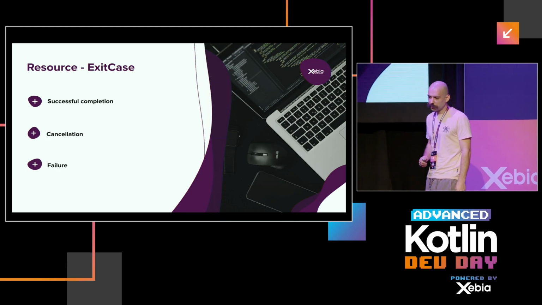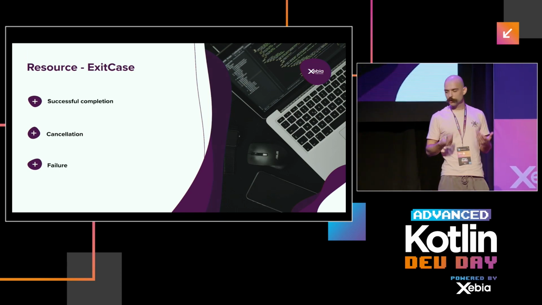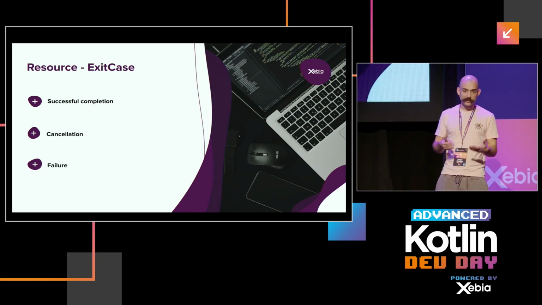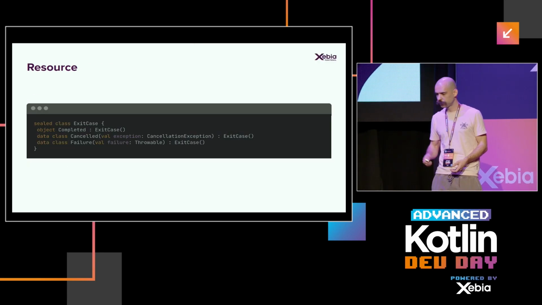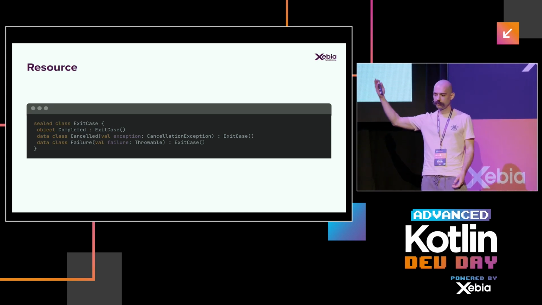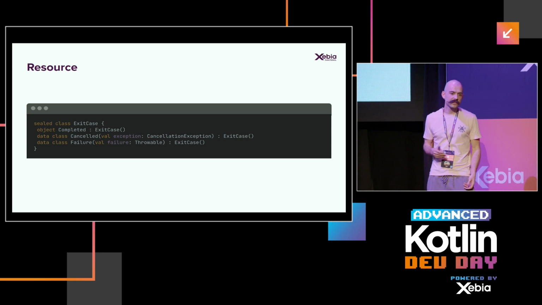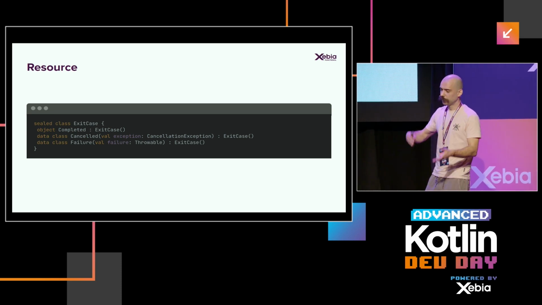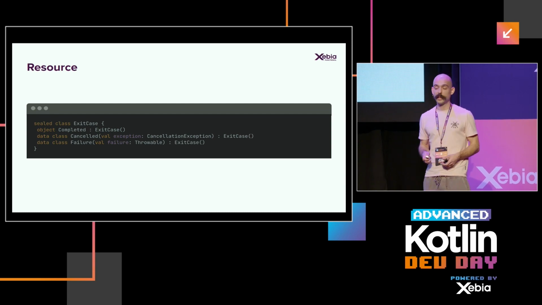An exit case is pretty simple. Like we mentioned before, it models the 3 termination cases: successful termination, cancellation, and failure. So we model it as a simple sealed class, right? The completion case, the cancellation case that gives you access to the underlying cancellation exception from Kotlin, and in case it failed, it gives you access to the underlying throwable.